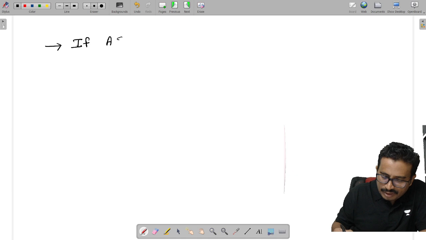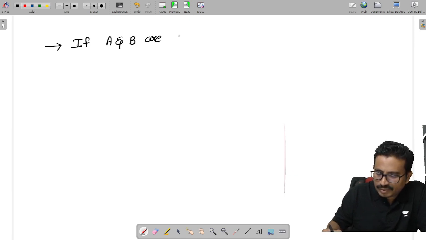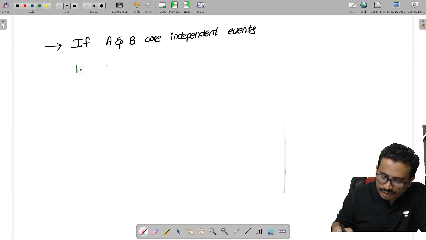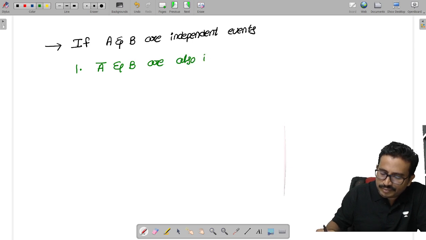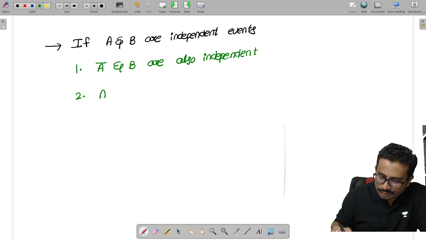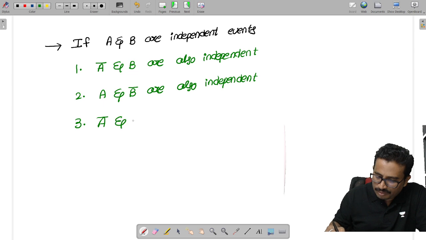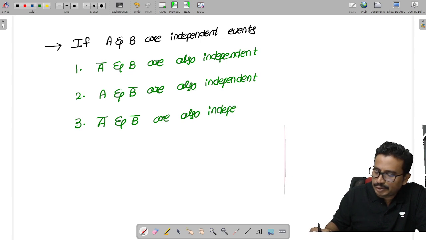If A and B are independent events, what are the conditions? The first most important thing: A bar and B are also independent. Next, A and B bar are also independent. Third, A bar and B bar are also independent. Isn't it?